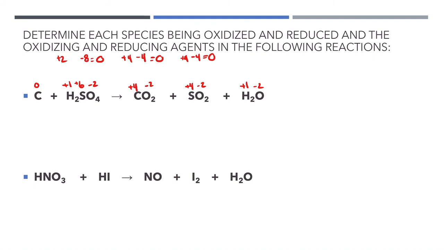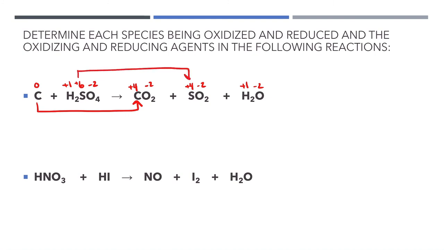All right, so now what we want to do is go through and look for where the changes are occurring. So I can easily, quickly see that carbon is going from 0 to +4, and that sulfur is going from +6 to +4.